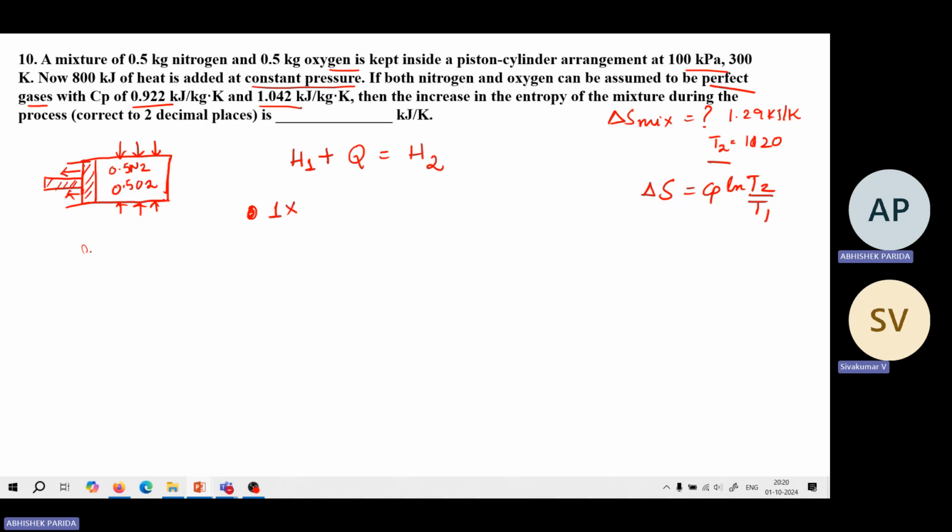One kg into what is the Cp of the mixture? Nitrogen Cp is 1.03. Oh, sorry, it is given. As the mass is the same, it is 1.042 plus 0.922 divided by 2, which is 0.982.